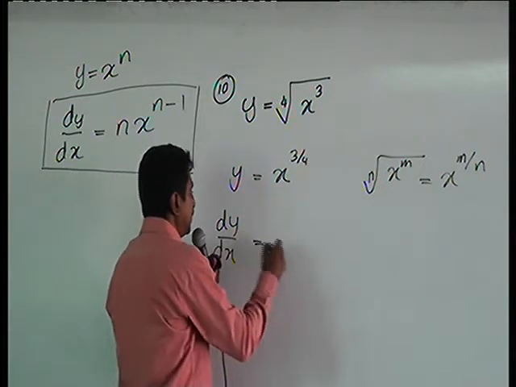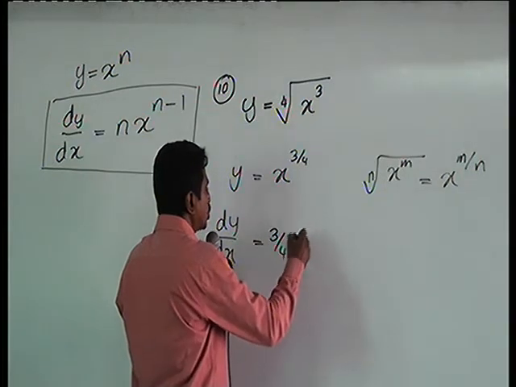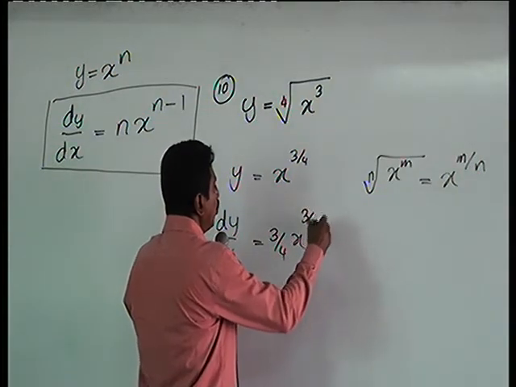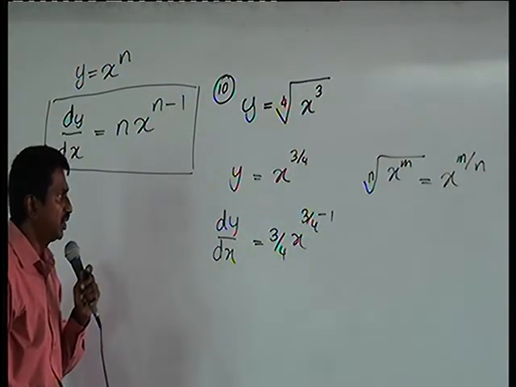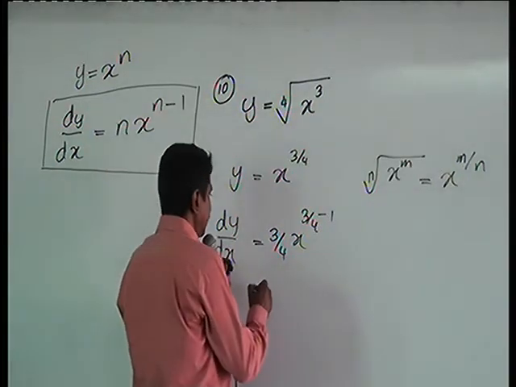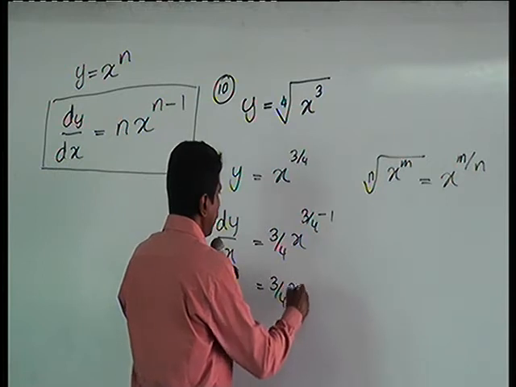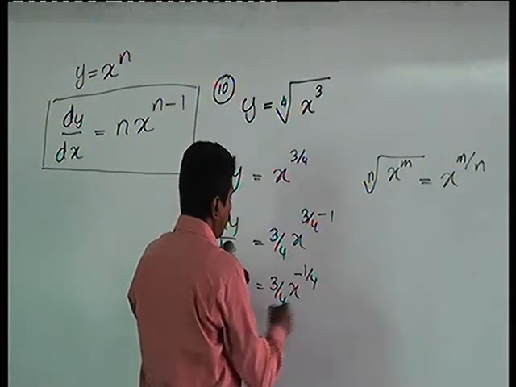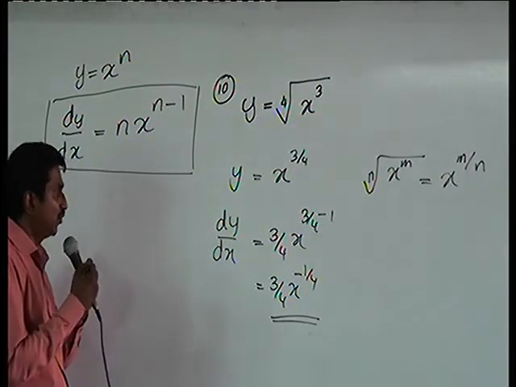So this is equal to 3 over 4 x to the power 3 over 4 minus 1. So this is equal to 3 over 4 x to the power minus 1 over 4.